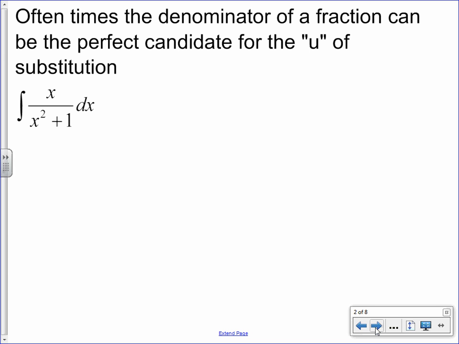Okay. Now I know that Brady was joking when he said that, but I did want somebody to point out that x in the numerator. Yeah, see. I'm kidding. Okay.